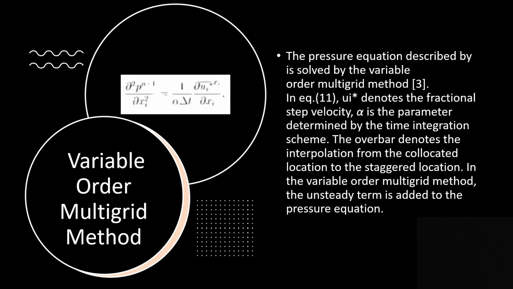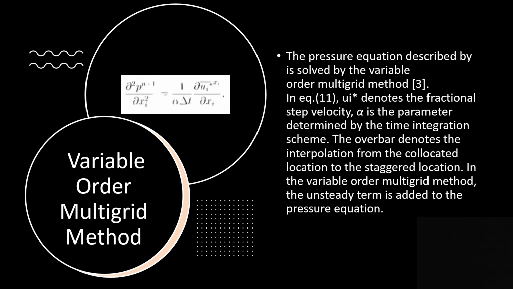In the pressure equation described by this slide, we explain the variable order multigrid method. The pressure equation described is solved by the variable order multigrid method. At the equation level, u_i star denotes the fractional step velocity. Alpha is the parameter determined by the time integration scheme. The overbar denotes the interpolation from the collocated location to the staggered location.